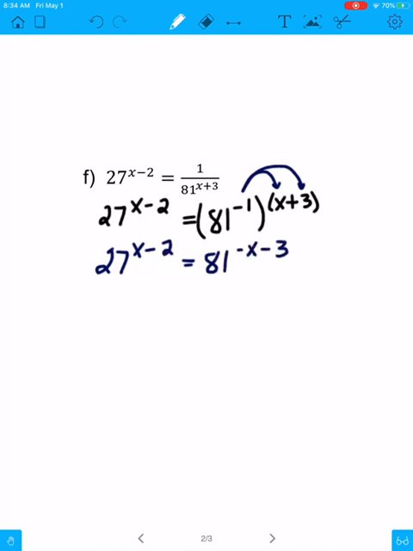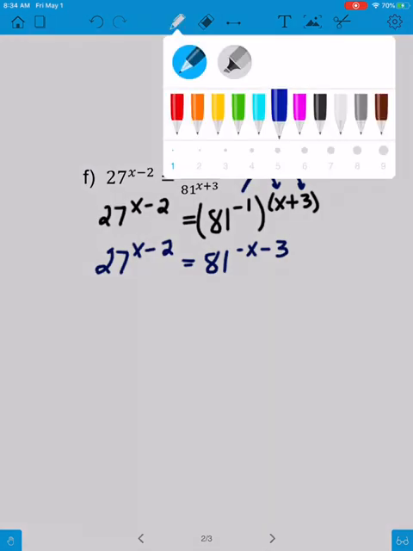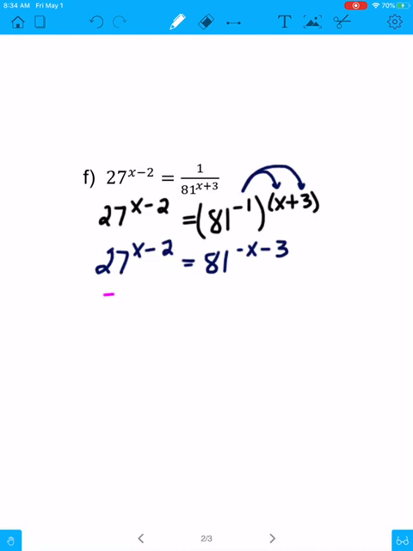Now what base can I make them both be? Base 3. So 3 to the power of 3 is 27. Then I have x minus 2 in brackets. 3 to the power of 4 is 81. And then I have negative x minus 3 in brackets.